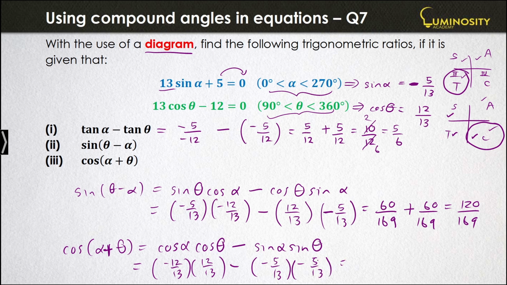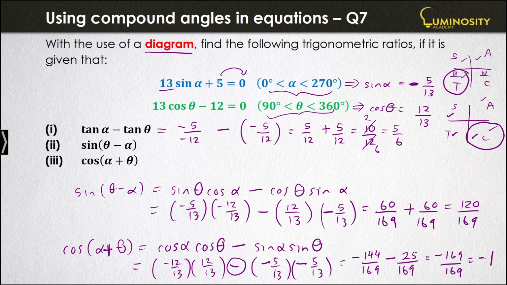So negative times that positive number gives you negative 144 over 169. Then this negative times a negative is positive, distributed with that negative becomes negative. So negative, and then you have 5 times 5 is 25, and 13 times 13. So if I add these two negative numbers together, I get negative 169 over 169. That gives me negative 1.